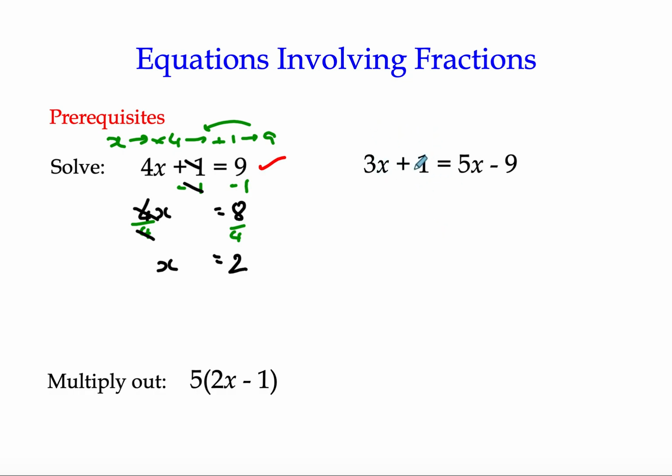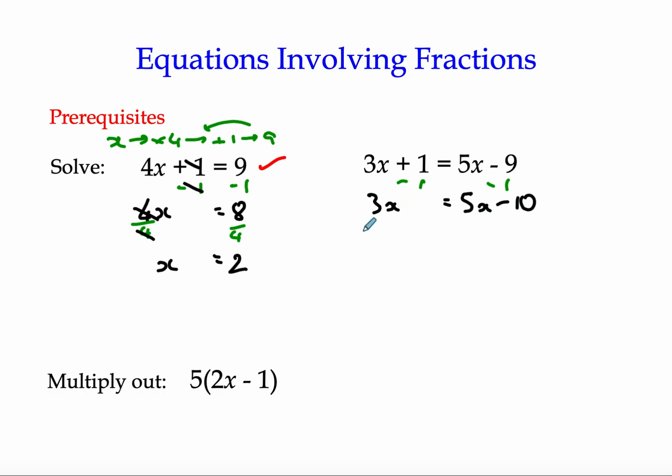What we would normally do is we've got 3x on the left plus 1 equals 5x minus 9. So we're going to go ahead and subtract 1 from both sides. Keep it in green, I think. Where's my green? Here we go. So we're going to take away 1 from both sides, subtract 1. What does that leave us with? It leaves us with 3x on the left hand side, and it leaves us with 5x minus 10 on this side here.